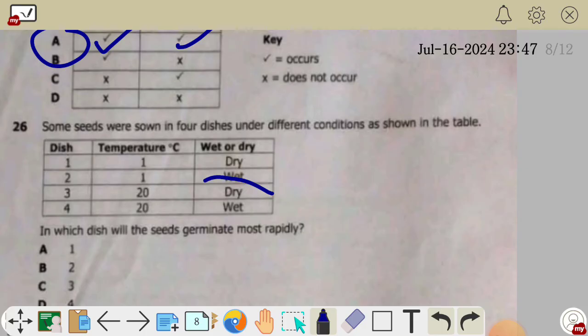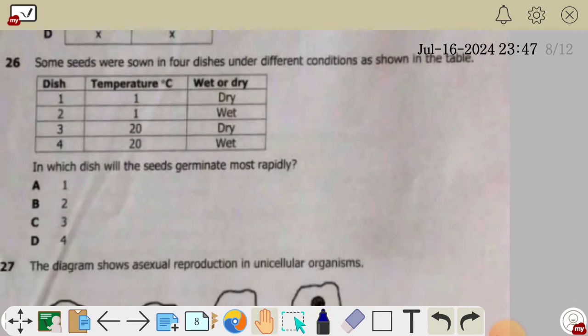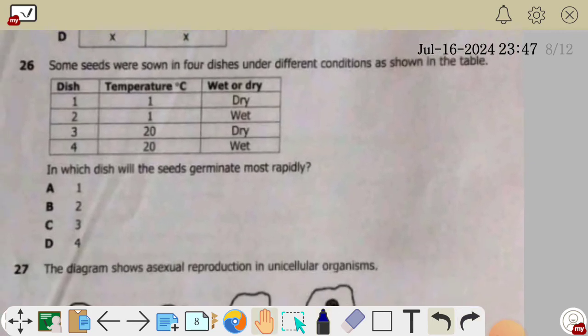That's why planting of seeds and farming takes place in the wet season, when rain starts. Why? Because water is also needed for germination, and the temperature must be optimal, must be higher, not in cold regions. So the correct answer here is 4. The temperature must be 20 and it should be wet for a seed to grow. So the correct answer here is D for question 26.